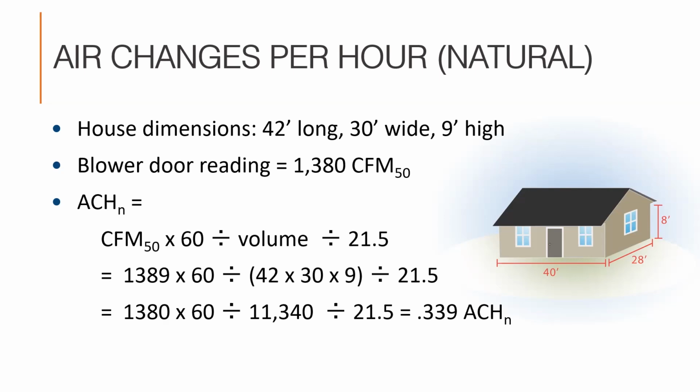And when you plug that information into the formula to get the ACH natural, I was using the 21.5 as the N factor, but you get 0.339 air changes per hour natural, 0.34 if you round it up. That's already tighter than PG&E's target of 0.35. That house was not a good candidate for air sealing. So I focused my energy efficiency strategies on other things like lighting, other base load appliances, even my own occupant behaviors.